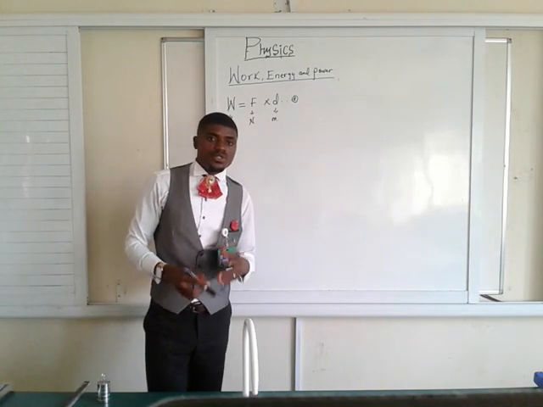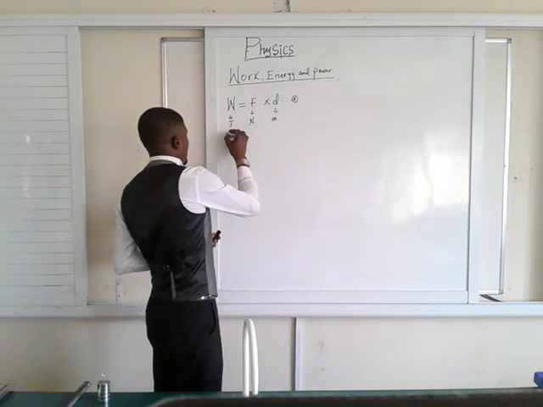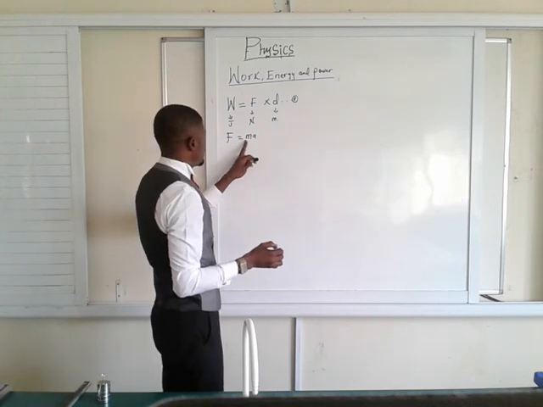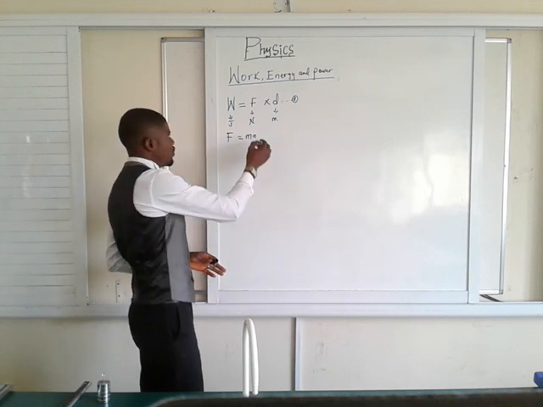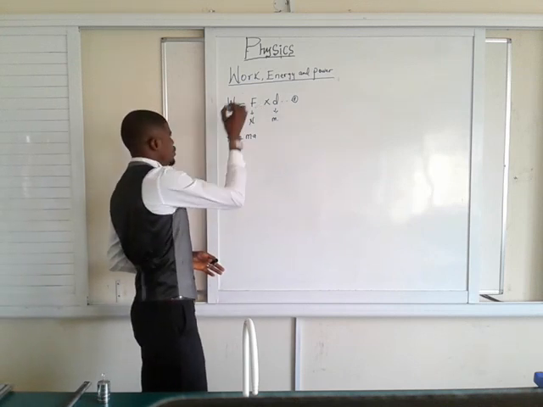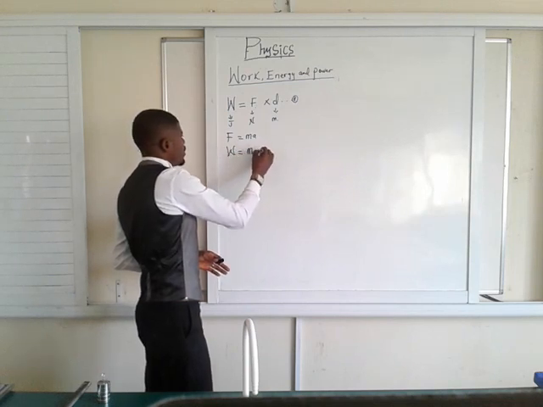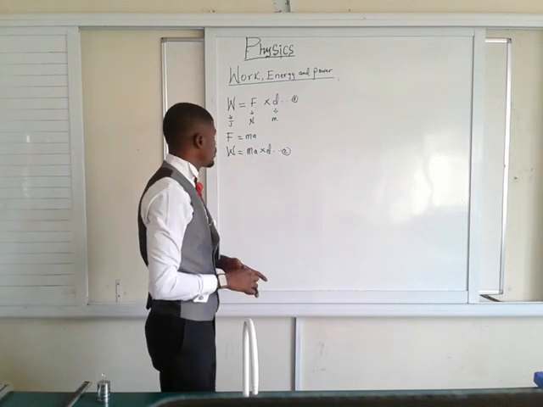Recall from Newton's second law of motion, which states F equals ma, where m is the mass of the body and a is the acceleration. Substituting this variable into this equation, we'll have a new equation for work. W equals ma times distance. Call this your equation number 2.